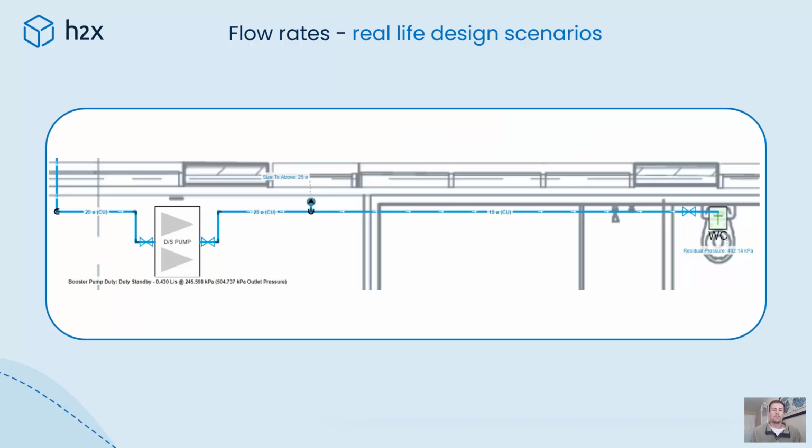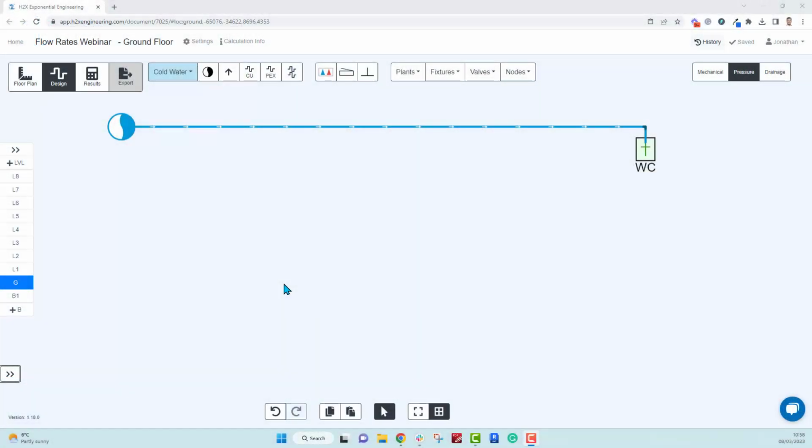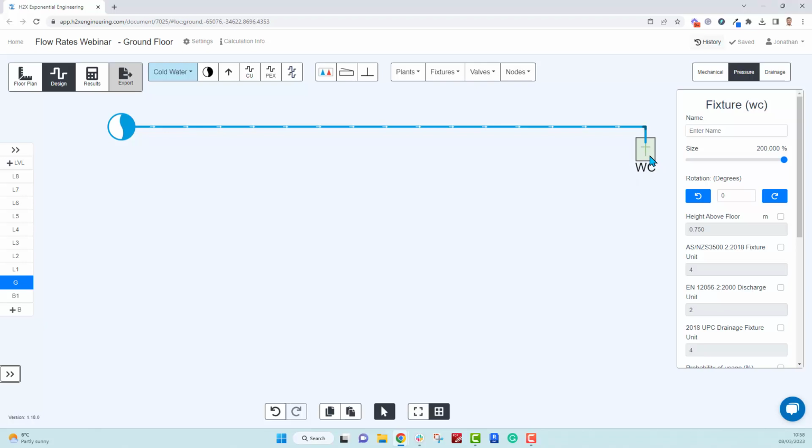All right, well, let's go through some real life design scenarios now so we can make these flow rate calculations feel like second nature to you. In this first example, we're just going to go over some basic scenarios to help you grasp the fundamentals. So here we've got a very simple layout and we've got one fixture, a WC.